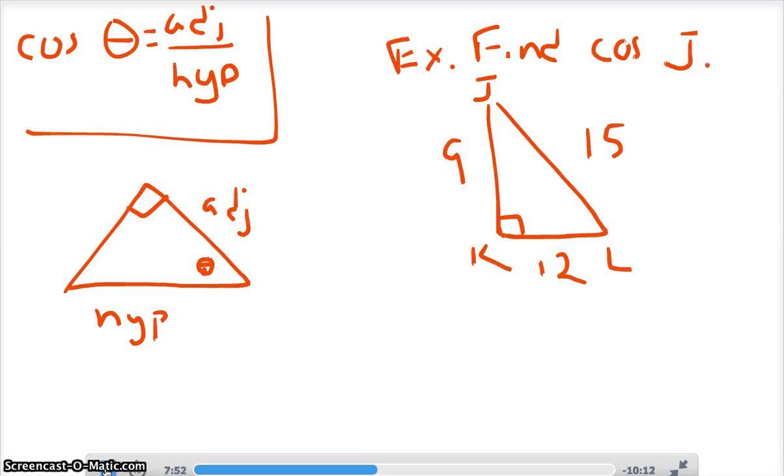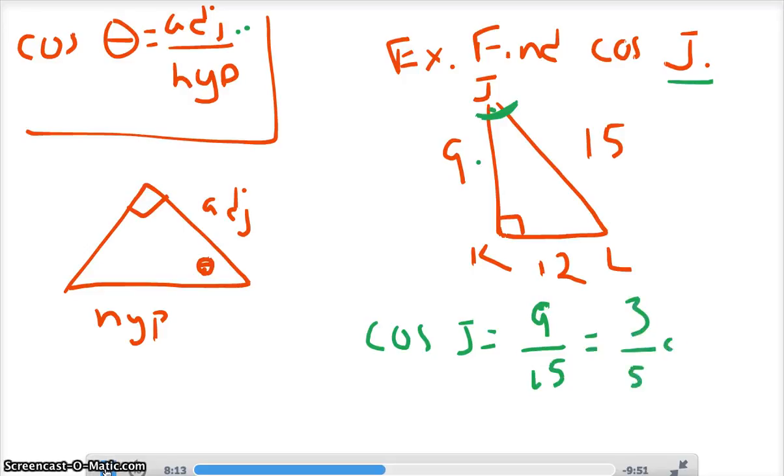Okay, so it says cosine J. Remember, whatever is next to my trig function is my angle, so J is my angle. Cosine J equals adjacent over hypotenuse. Adjacent to J would be the 9, and the hypotenuse would be the 15, which I can reduce to 3 over 5 or 0.6. I'll tell you if you're doing a problem whether I want it as a fraction or as a decimal.